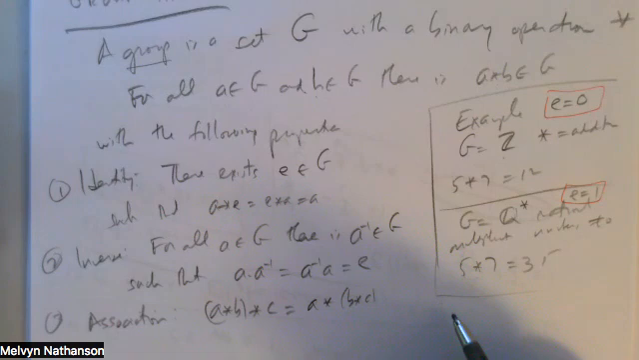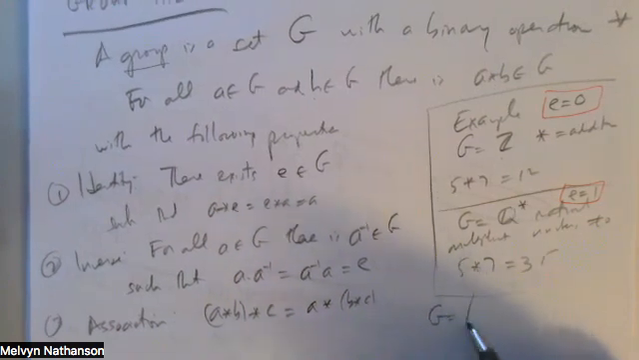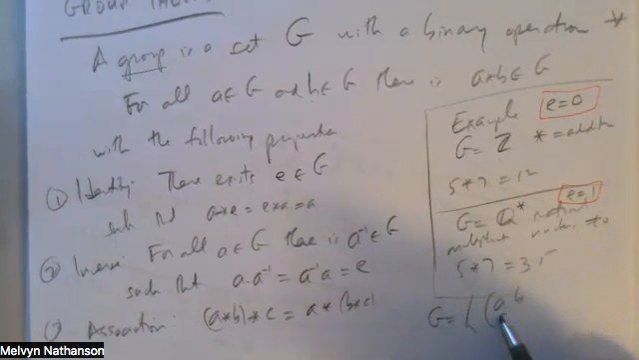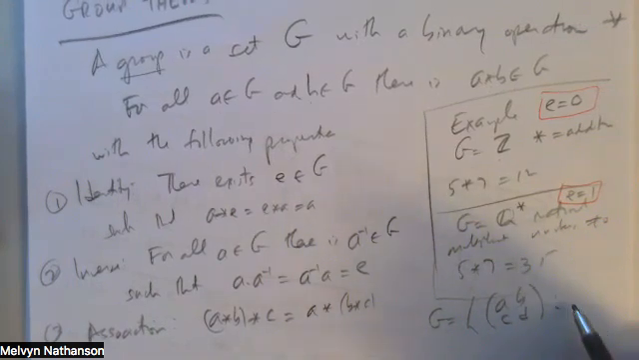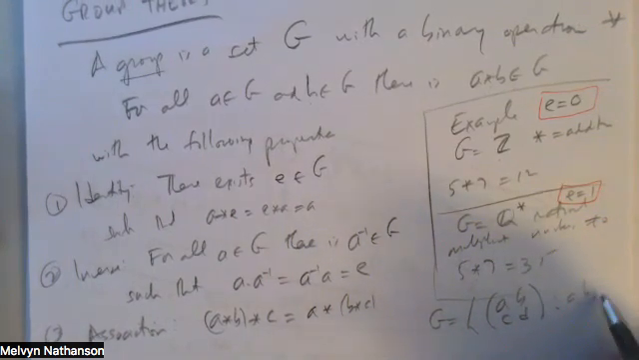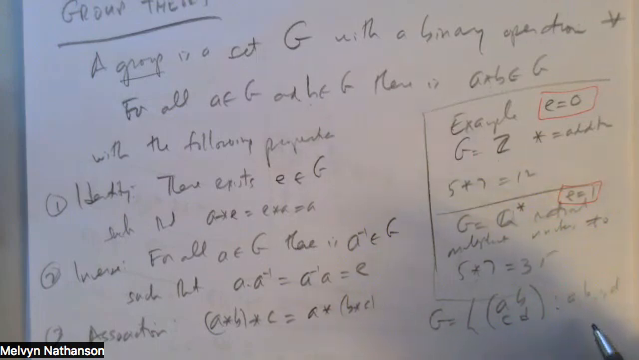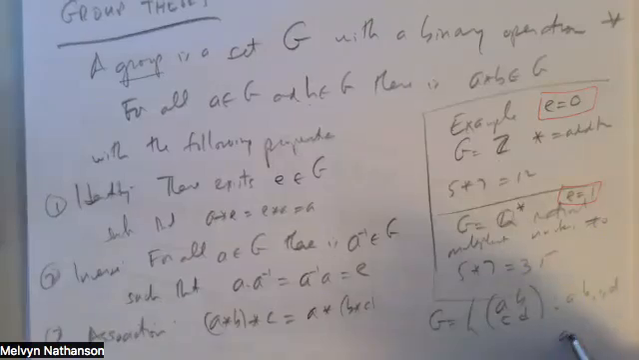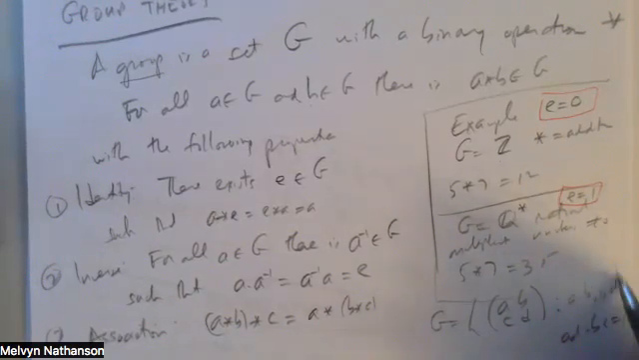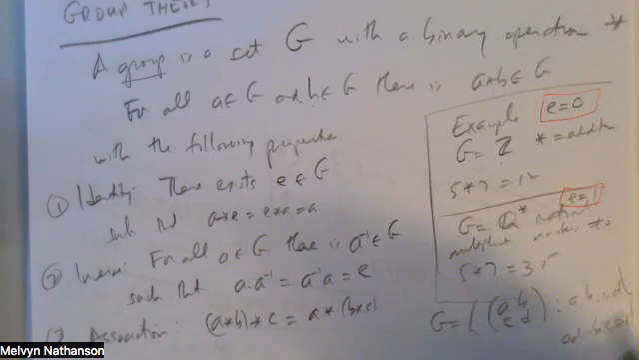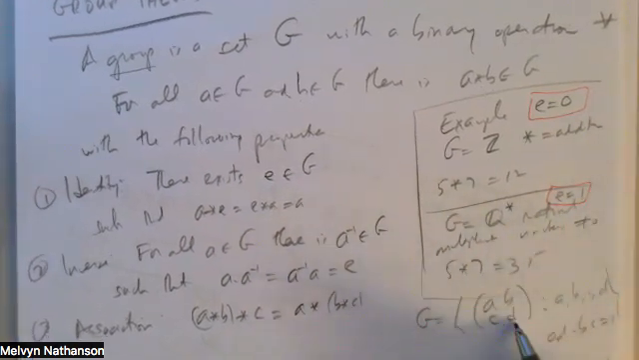Another very important example, if you take G to be the set of all 2 by 2 matrices A, B, C, D, where A, B, C, and D can be real numbers or integers, it doesn't matter. But the determinant, or the number AD minus BC, is equal to 1. With the ordinary matrix multiplication, this set of 2 by 2 matrices is a group. And this is a very nice example.